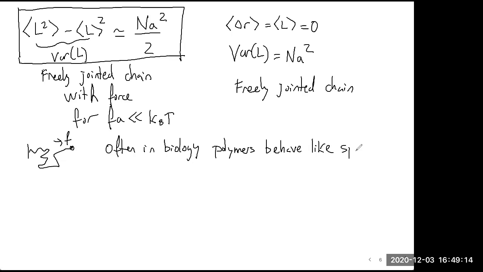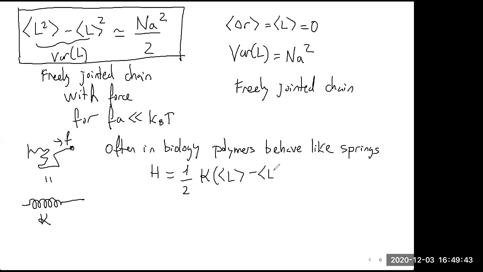Like springs. I mean that this happens when the force that you put on them is not very large. So you can do an analogy of this like a spring, okay? A spring that has a stiffness kappa, and therefore its energy will be something like this: 1/2 kappa (L - L0) squared. Okay, this is a very phenomenological description.